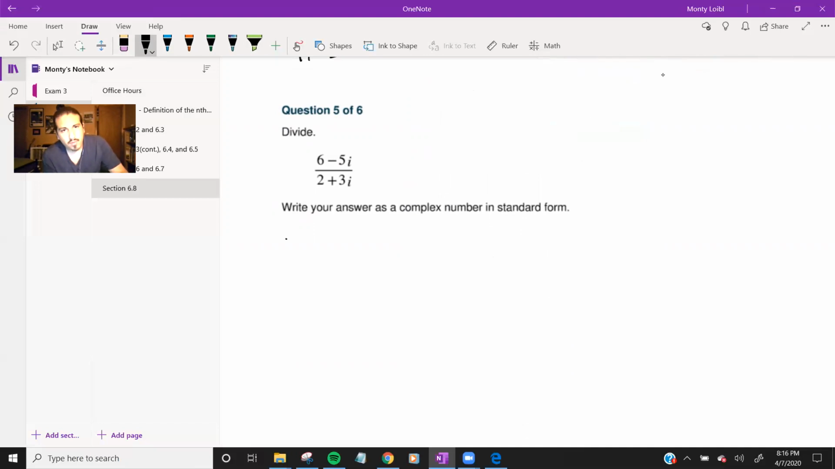So let's go ahead and rewrite what we have. So 6 minus 5i divided by 2 plus 3i, right? To get rid of this imaginary number down in the denominator, which is what we want to do, we need to multiply by the complex conjugate. So be thinking of what is the complex conjugate here. Okay, so the complex conjugate is 2 minus 3i.